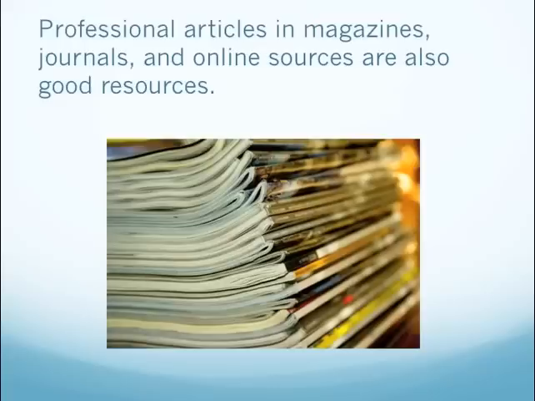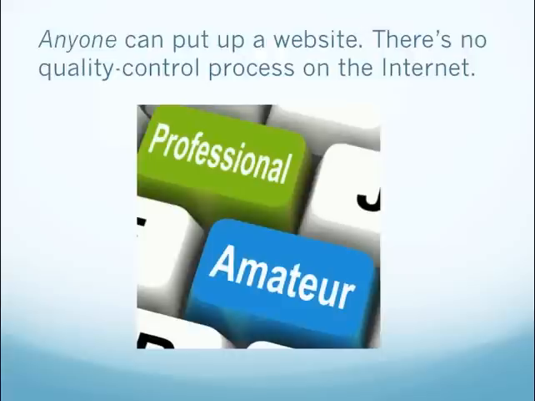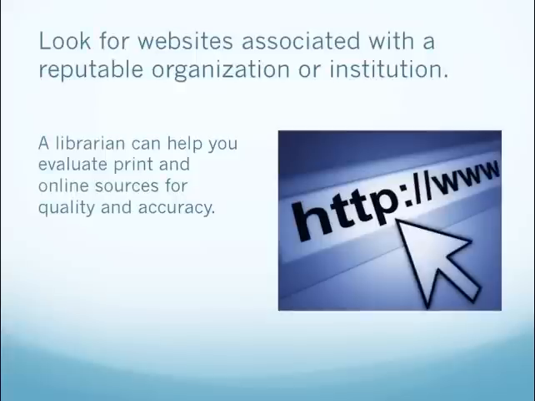Professional articles in magazines, journals, and online sources are also good resources. Beware of amateur websites. Anyone can put up a website. There's no quality control process on the internet. You want to look for websites associated with a reputable organization or institution. A librarian can help you evaluate print and online sources for quality and accuracy.